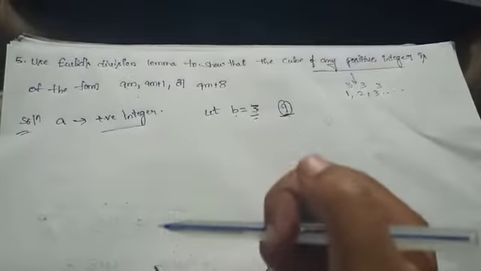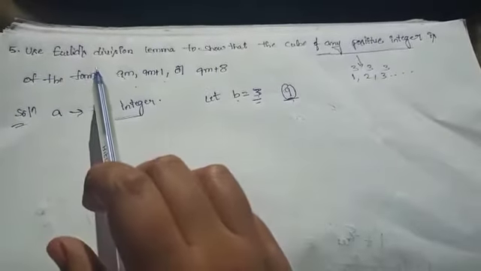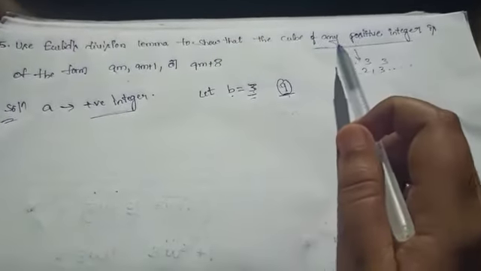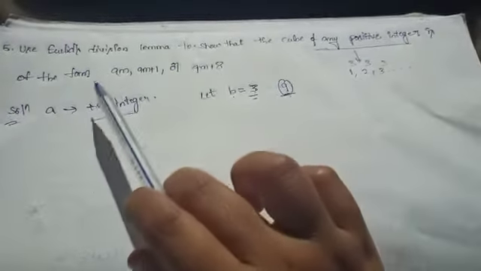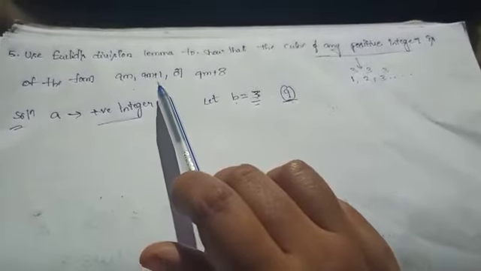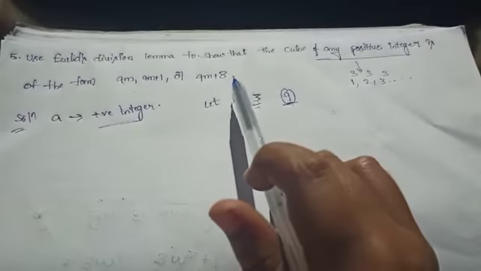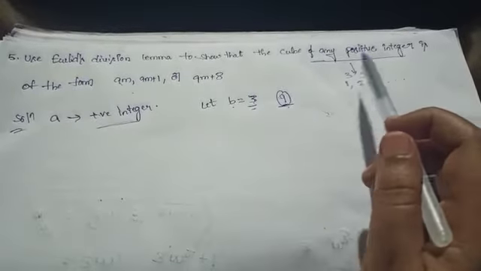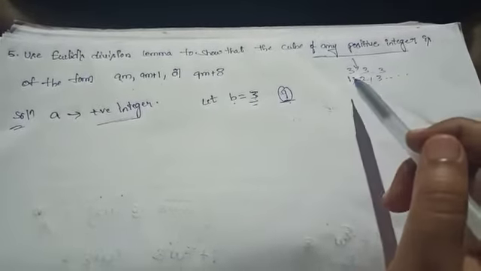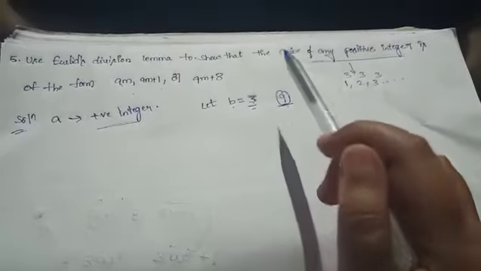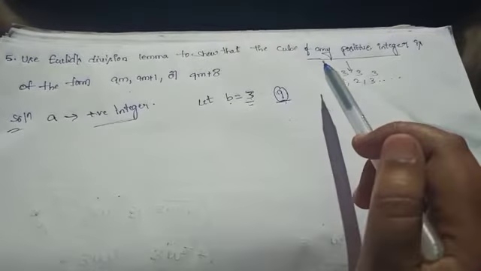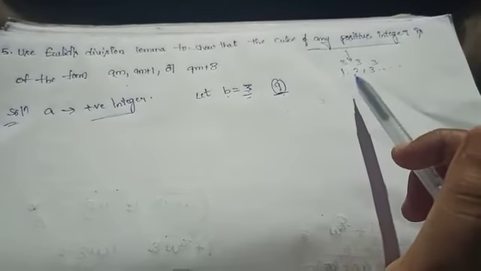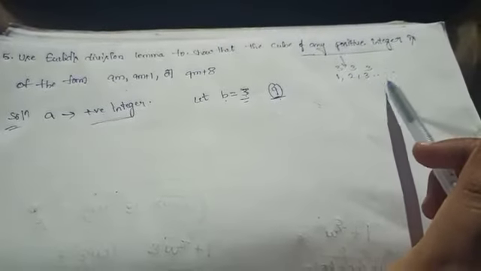Let's discuss one example. Fifth one: use Euclid's division lemma to show that the cube of any positive integer is of the form 9m plus 1 or 9m plus 8. Okay, cube of any positive integer. We know 1, 2, 3 are positive integers. Cube of any positive integer means 1 cube, 2 cube, 3 cube and so on.